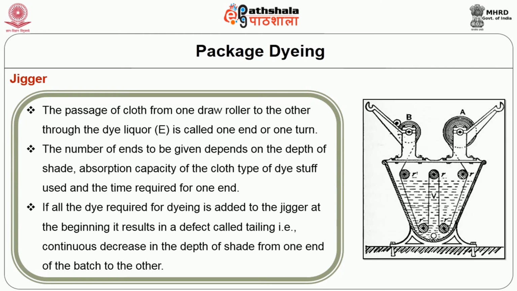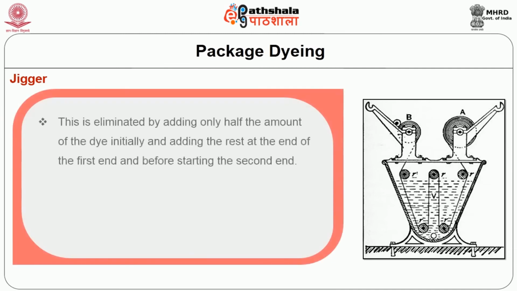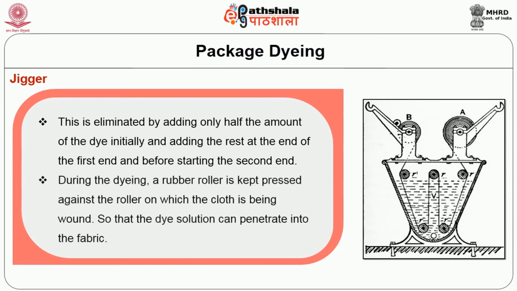This is eliminated by adding only half the amount of dye initially and adding the rest at the end of the first end and before starting the second end. During the dyeing, a rubber roller is kept pressed against the roller on which the cloth is being wound so that the dye solution can penetrate into the fabric.